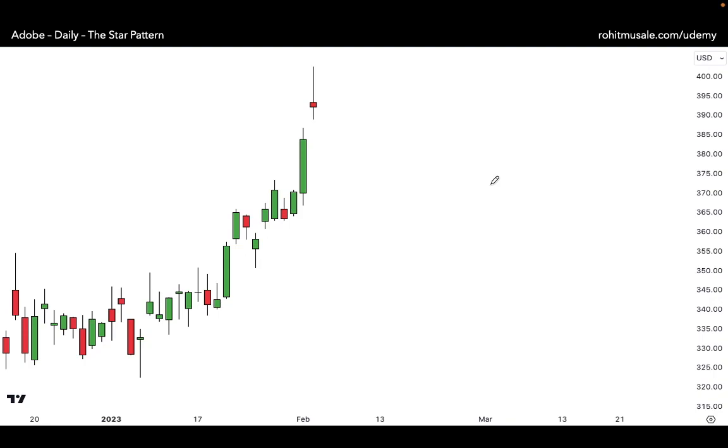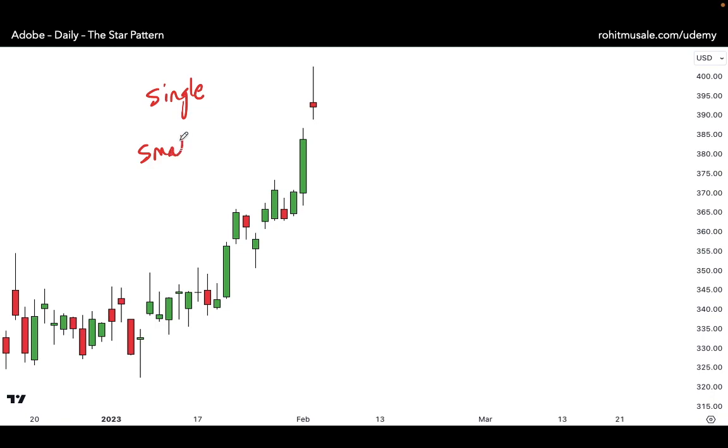In this video, we will look at the star pattern. This is a daily time frame chart of Adobe. A lot of people do not understand the proper definition of a star pattern. Let me explain that. A star is a single candle pattern. Okay, this is the star.